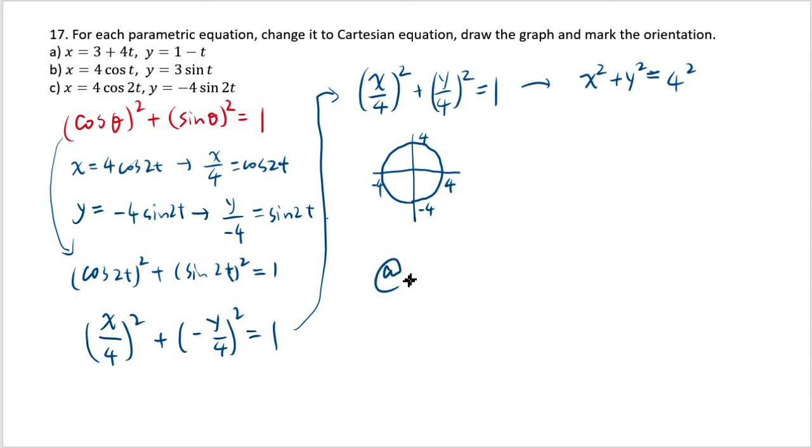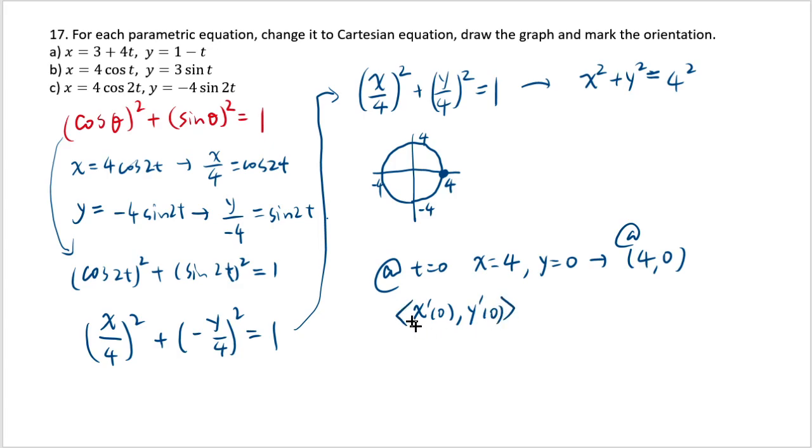Also, at t equal to 0, x is 4 and y is 0. So you're at 4, 0, right? So at 4, 0, this curve starts. And again, the question is, does it go counterclockwise or clockwise? To figure that out, you want to know x prime of 0, comma y prime of 0, this velocity vector. And the velocity vector, the derivative gives you the velocity, right? The velocity vector is, if you differentiate cosine 2t, that's negative 2 sine 2t, so it's negative 8 sine 2t.